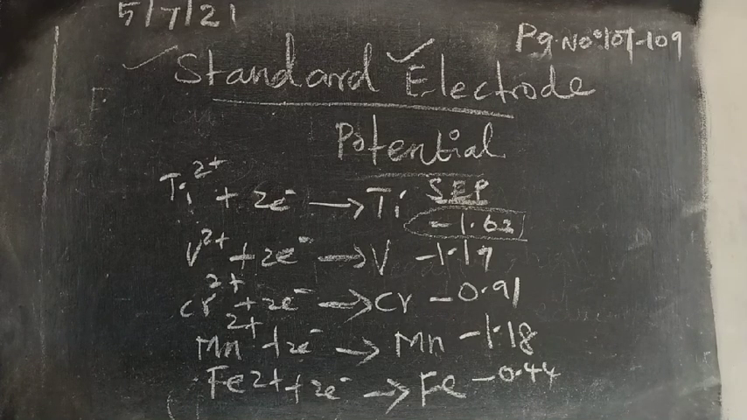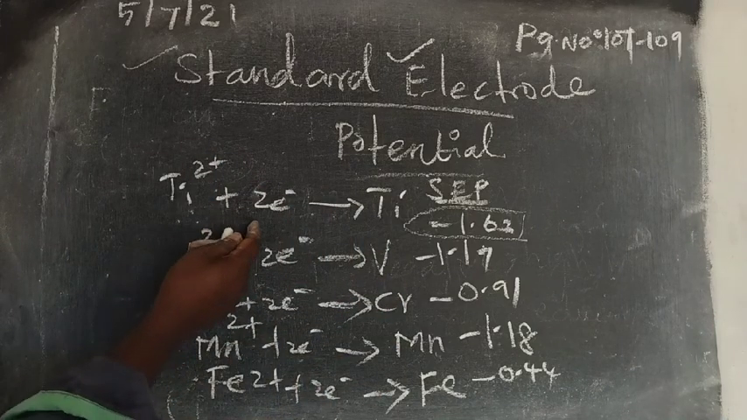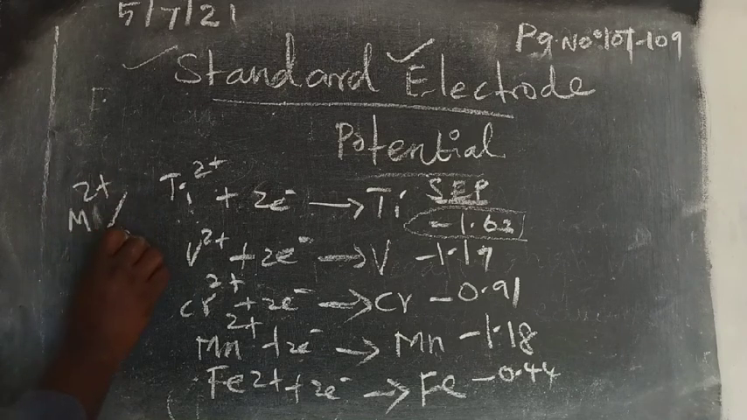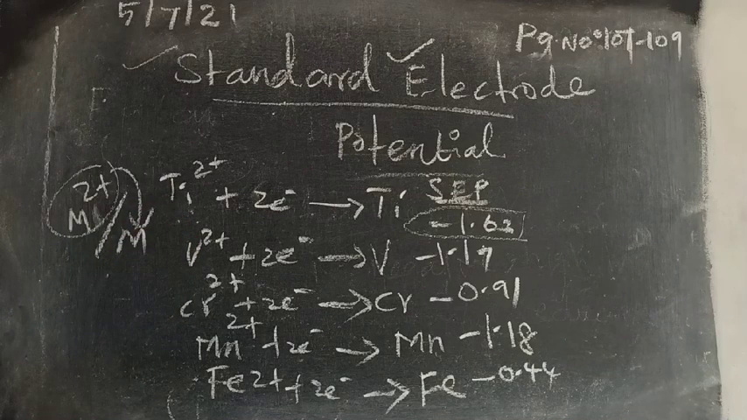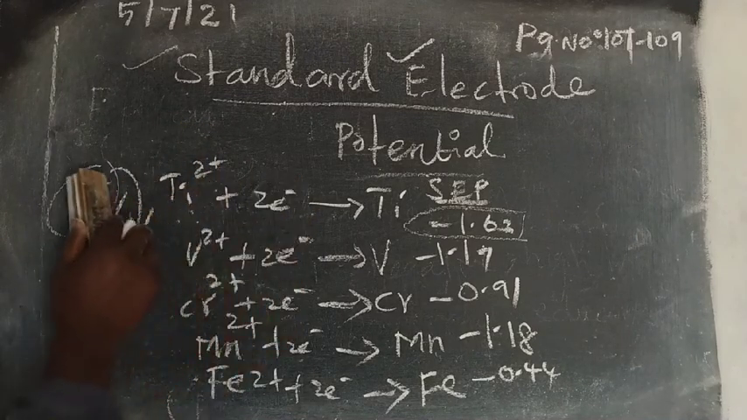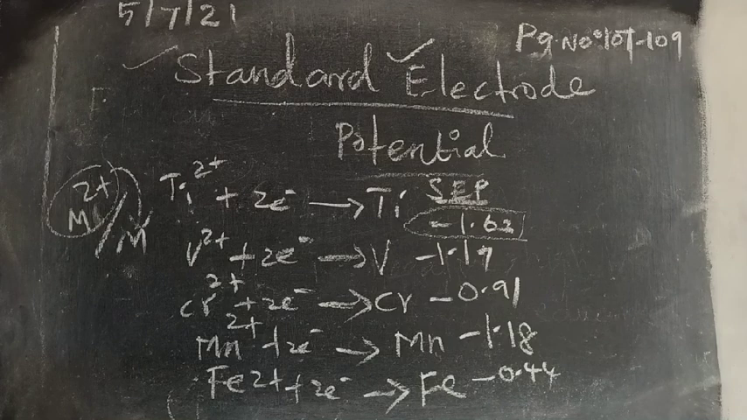See this notation, simply we can write it as M2+/M. That means M2+ is reduced into M. So hereafter we will use E naught of M2+/M. That means a 2+ ion gains 2 electrons and is reduced into the metal. That is the meaning of this symbol, M2+ bar M.